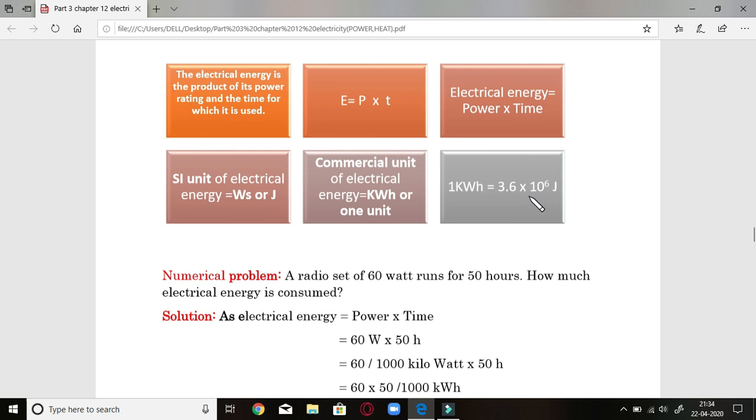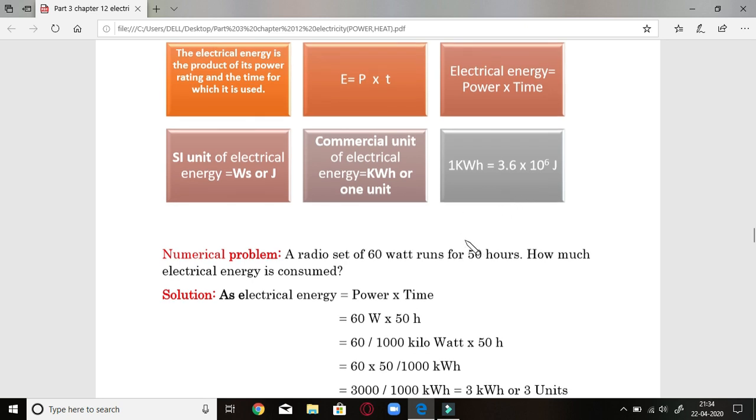Now further, let us see the numerical part. We have one numerical problem: a radio set of 60 watt runs for 50 hours. How much electric energy is consumed? A radio set has a rating of 60 watt power, and it runs for 50 hours. How much electrical energy will be consumed?